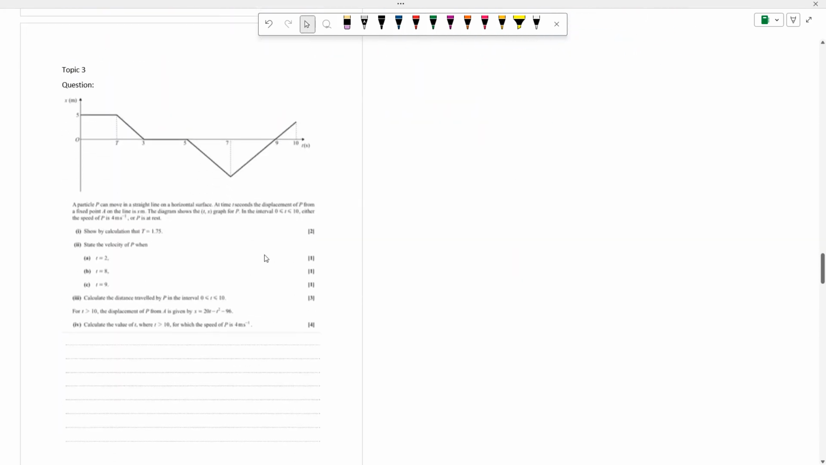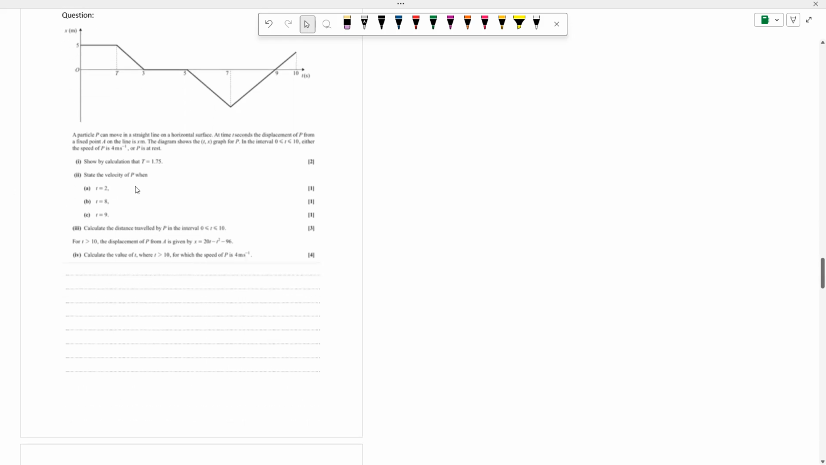Okay, number 3 then. We have a displacement time graph, or distance time graph as well. So we've got x going up the side for displacement, and time going along the bottom. Make sure you read all the information, don't just look at the graph. A particle can move in a straight line on a horizontal surface. At time t, the displacement of P from point A is x. So that's my variable here, and then I've got my diagram shown.